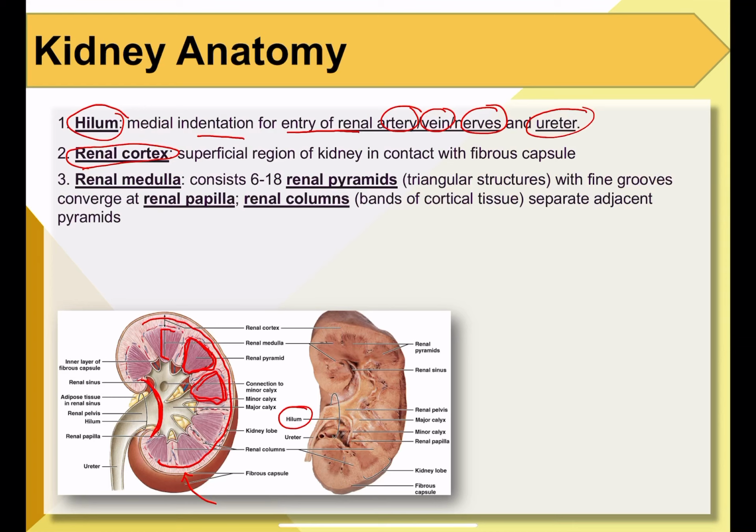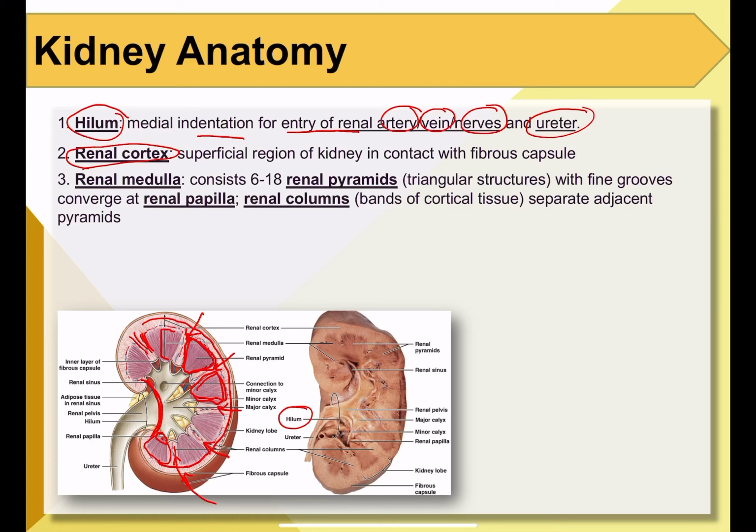And then they would converge at what's called the renal papilla. Okay, so renal papilla right here. So this whole thing is a renal pyramid, and it drains into the renal papilla, and then the lighter pink parts in between each of these renal pyramids is the renal column. Okay, because they are columns between the pyramids.